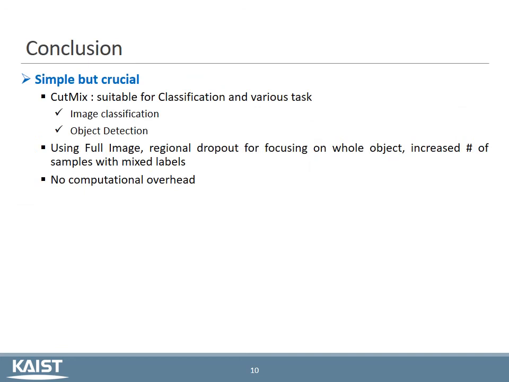As a summary, CutMix is a simple regularization strategy with no computational overhead, and it helps to increase the performance of diverse vision tasks like classification and object detection by the regional drop, mixing images, and mixing labels.